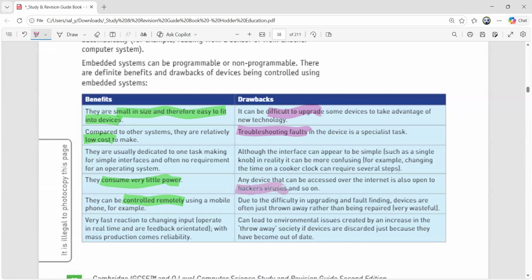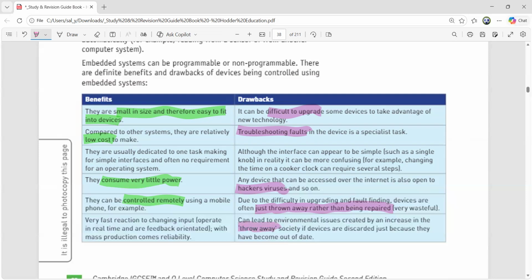Due to the difficulty in upgrading and fault finding, devices are often just thrown away. Like if anything is not as per my requirement, I'll simply throw it away. And that is resulting in a lot of problems that are occurring nowadays. So you can see they are increasing the carbon footprint. They are becoming wasteful and can lead to environmental issues created by the increase of the throwaway society, because we are increasing the process of just throwing it away, and that is increasing the carbon footprint. So that is just the drawbacks.